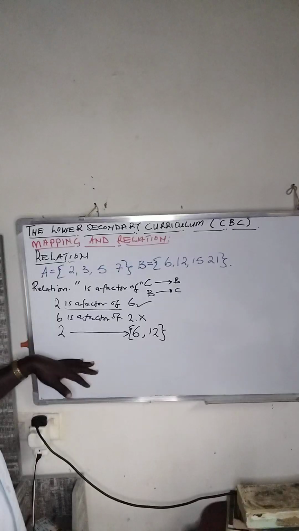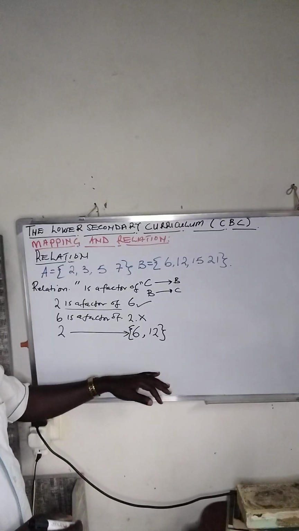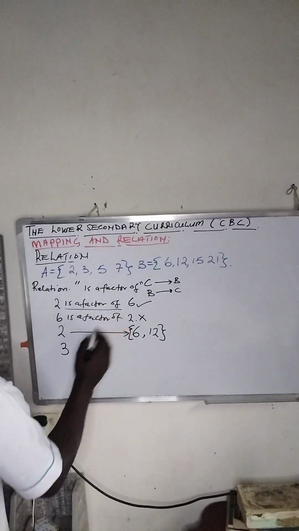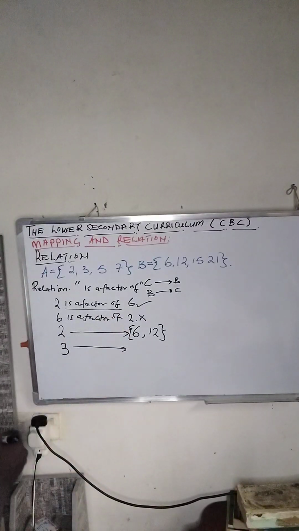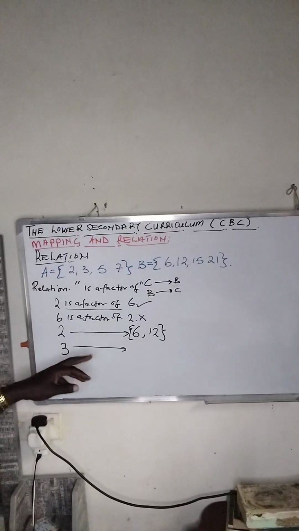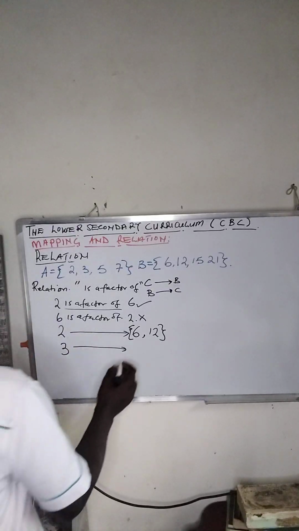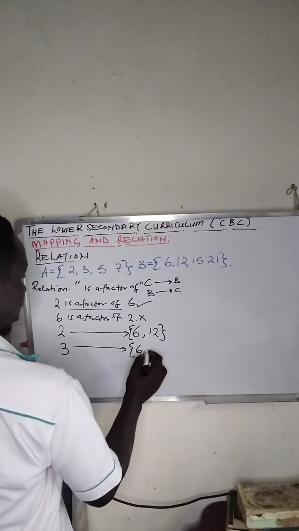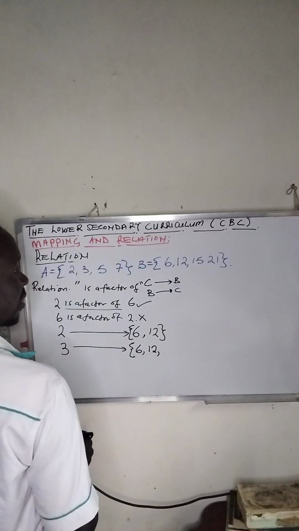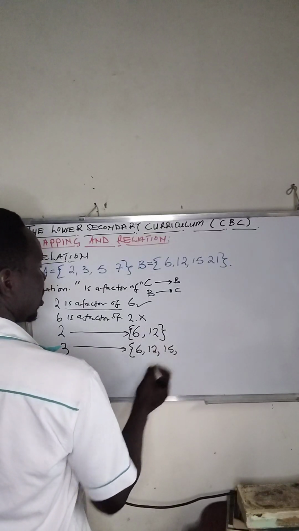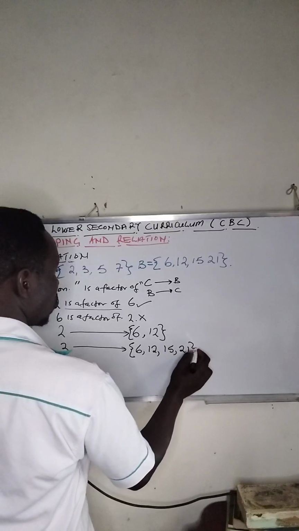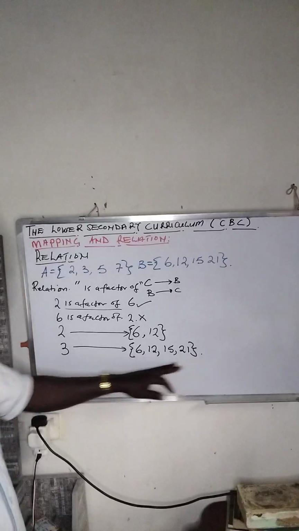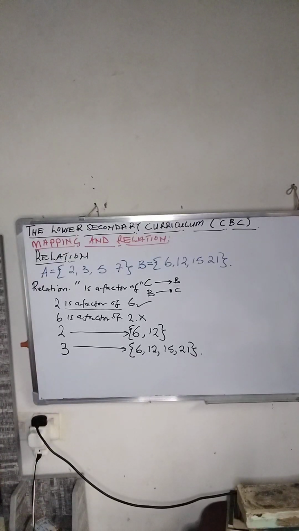These are just a statement. We are developing what we call mapping and relation. Also, instead of writing the words, we just use an arrow, and we say 3 is a factor of, then it will be a 6, a 12. Are you seeing that one? A 15 and a 21. Even this one also speaks the same story altogether.